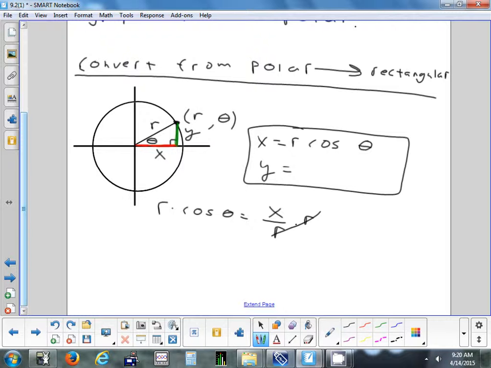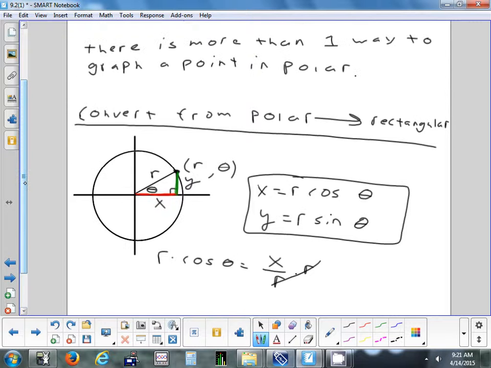What do you think the formula for y is going to be? R sine theta. So again, if you're given a radius and an angle, take the sine of your angle, multiply by r. That'll give you the y value of your coordinate. And together, put those both between a set of parentheses, put a comma between x and y. You've got a coordinate in rectangular now.